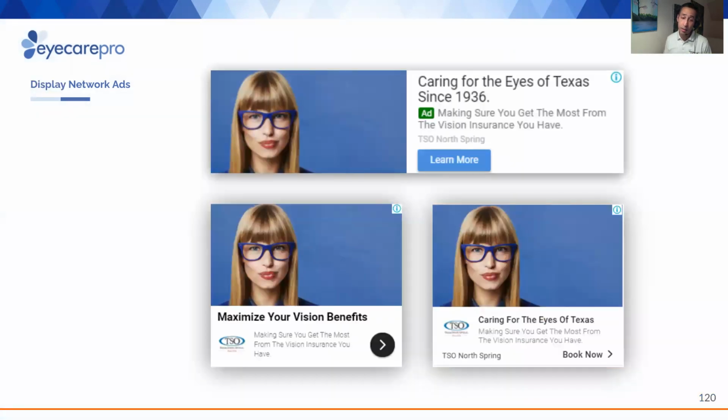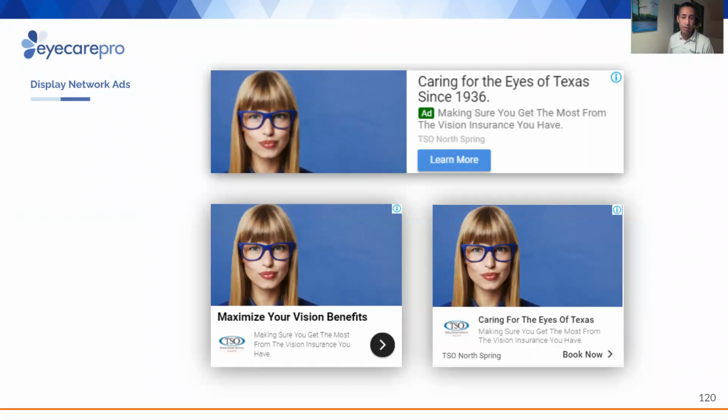Then you have the display network. These are image ads that show up on websites. Google says that they have 2 million websites that participate in the display network, and that in theory, they can reach 90% of all internet users worldwide. I believe them. So in general, the purpose of these ads is to keep your brand front and center in the viewer's mind. Remember that they're not looking for an eye doctor right now, but soon they will. And when they do, they should think of you.